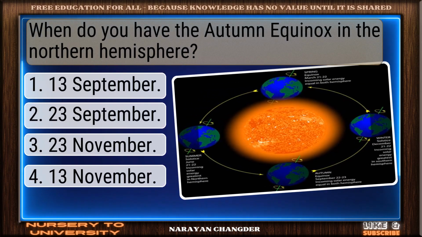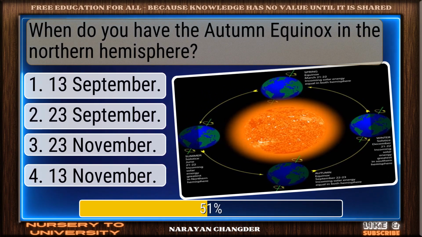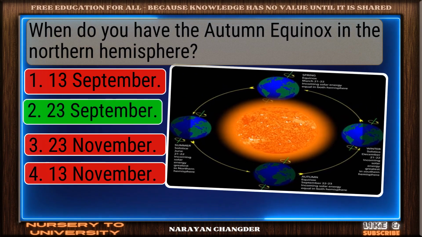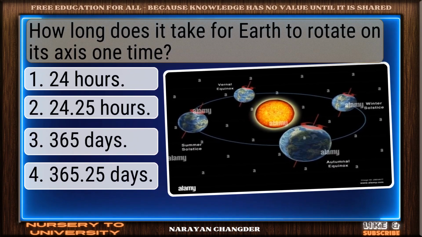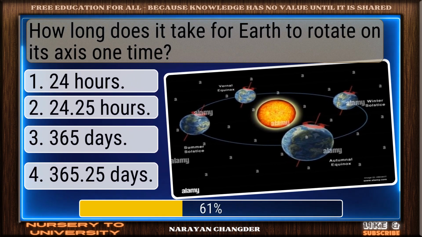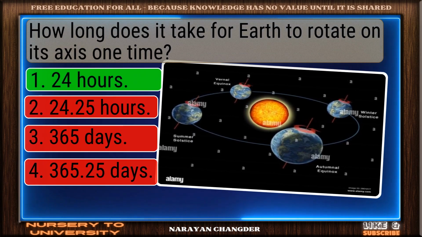When do you have the autumn equinox in the Northern Hemisphere? Nice selection. 23 September is the correct and valid answer. How long does it take for Earth to rotate on its axis one time? You chose 24 hours, and it is correct.